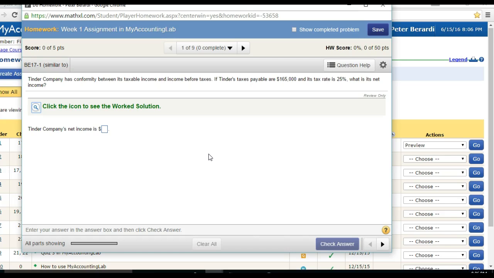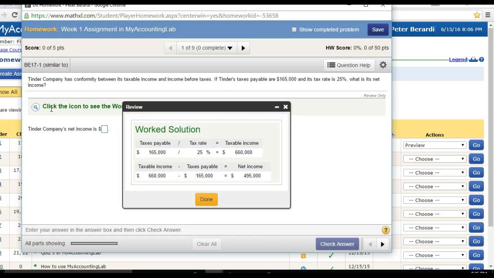You want to gross up that number. So the $165,000 divided by 0.25 gives you $660,000. But that is not your net income. So if you see the solution here, you're going to see that the $660,000 is your taxable income.